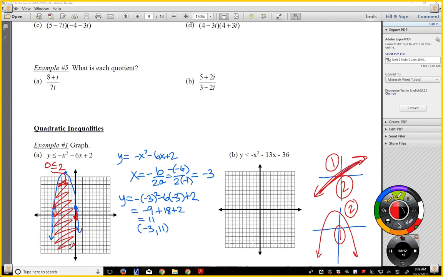But 0 is pretty friendly. Okay? Are we okay with graphing the inequalities? Okay, so now what we're going to do is we're going to solve the inequalities. And I want you guys to remember what solutions were.